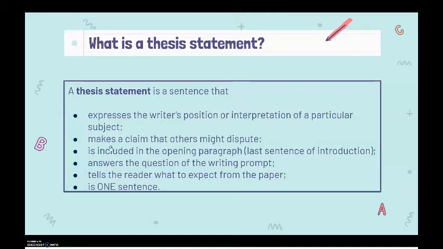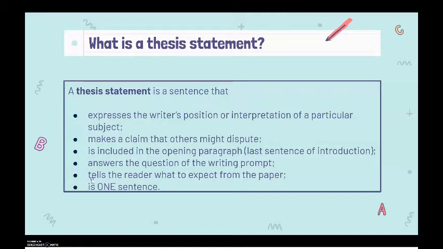The thesis statement is included in the opening paragraph, and this is important. It is the last sentence of your introduction. It doesn't go in the beginning or middle of the introduction. It is the very last sentence. A thesis statement answers the question of the writing prompt. A writing prompt is what your teacher gives you that he or she wants you to discuss. And the thesis statement tells the reader what they can expect from the paper.